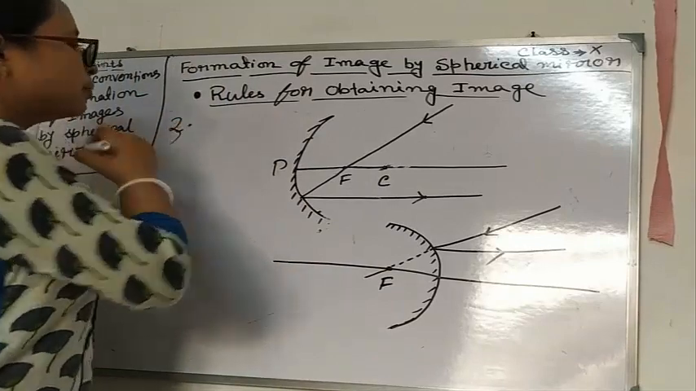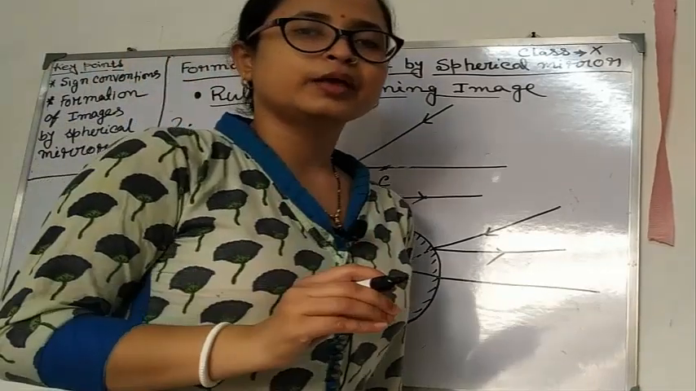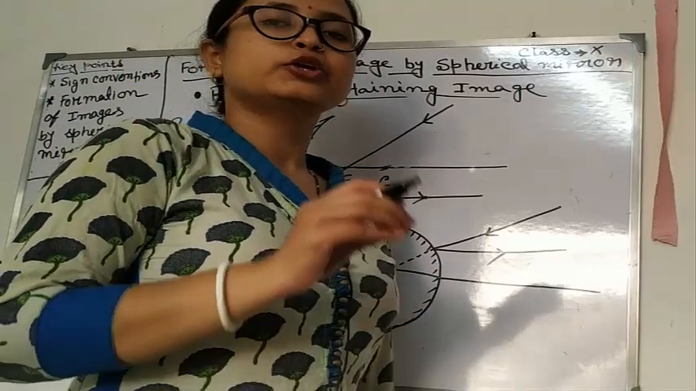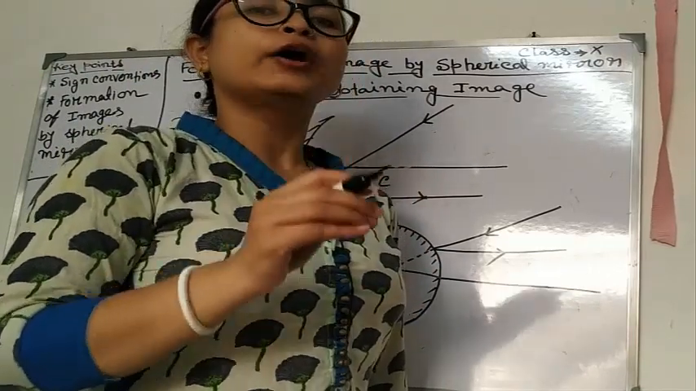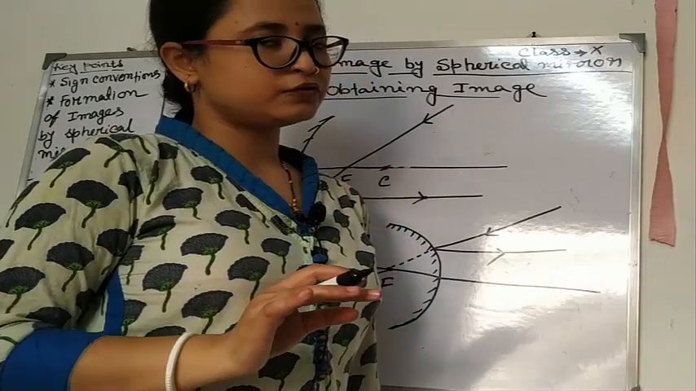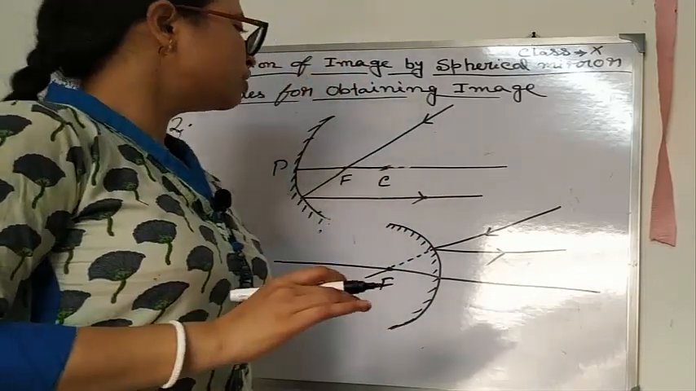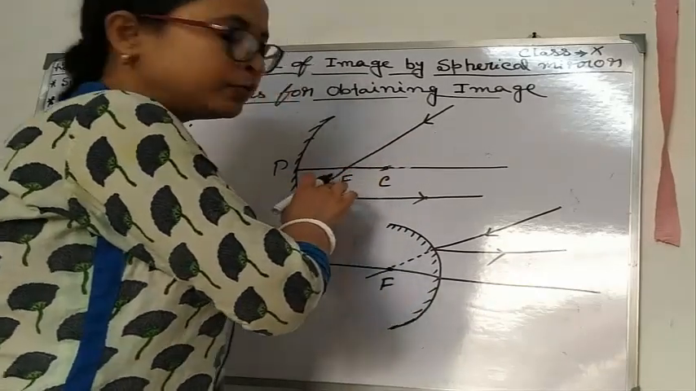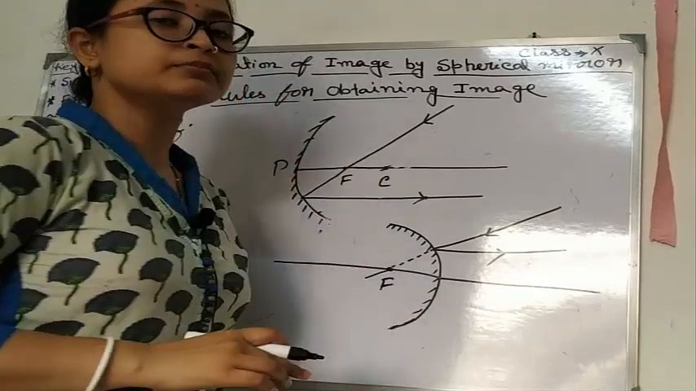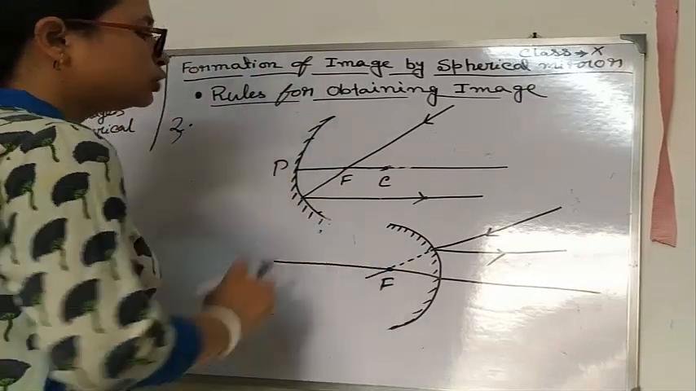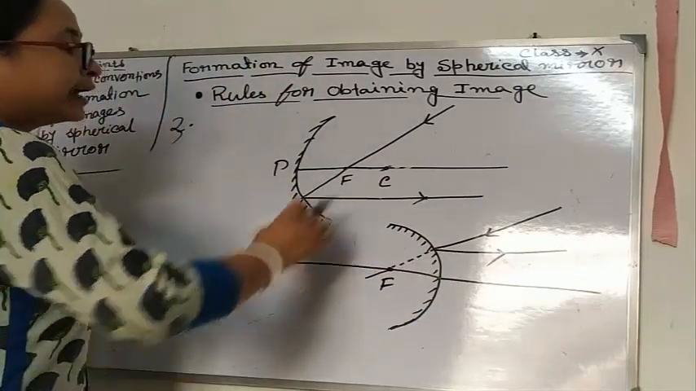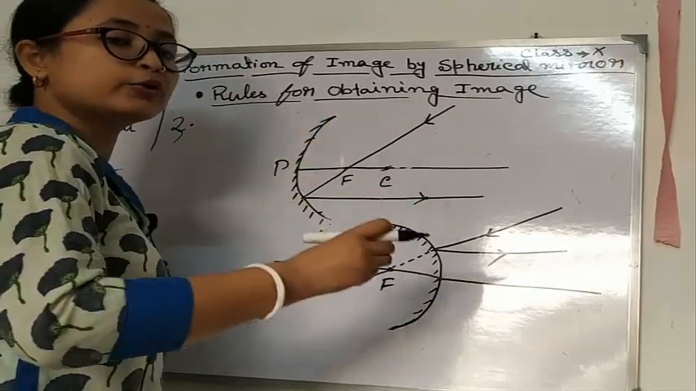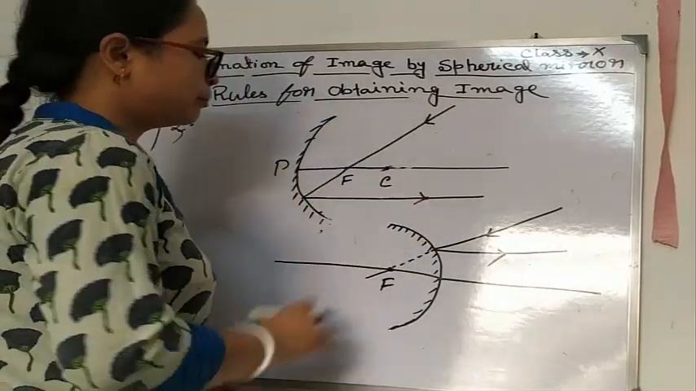In the first rule we have learned, if the light ray is parallel to the principal axis, then after reflection it will always pass or appear to pass through the principal focus. In the second rule, we have learned, if the light ray passes through the focal point or principal focus, after reflection it will become parallel to the principal axis. And if the light ray passes through the center of curvature, then what happens? It will reflect back along the same path.